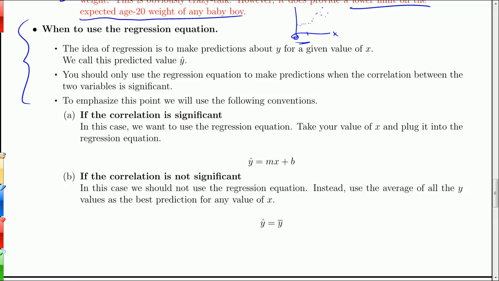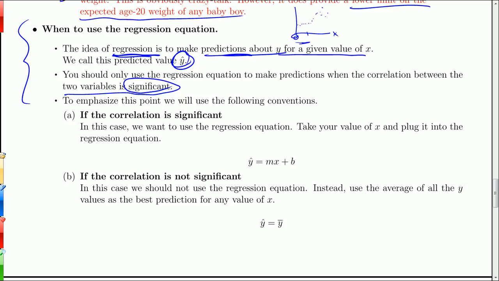When to use the regression equation. The idea of regression is to make predictions about y for a given value of x, and we call the predicted value y hat. But you should only use this regression equation to make predictions when the correlation is significant. If the correlation is not significant, then that regression equation is not relevant.